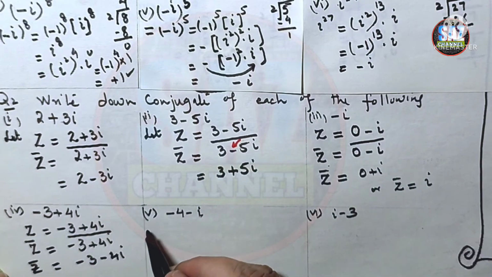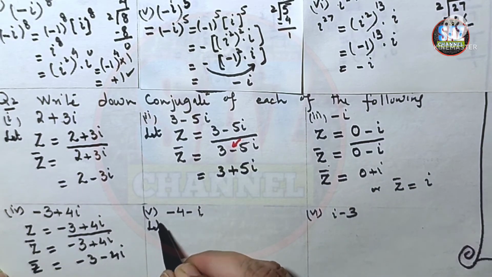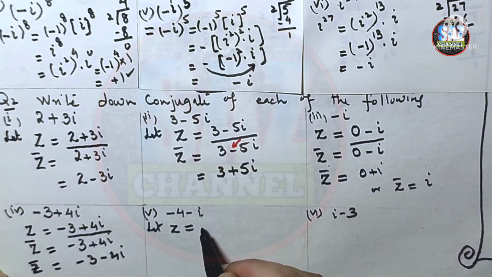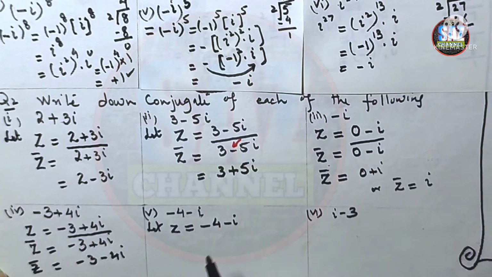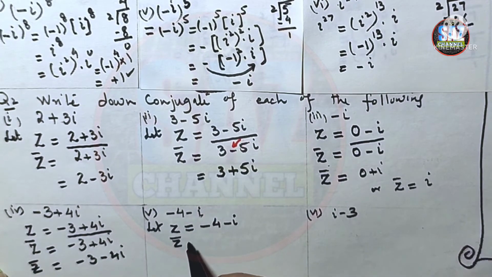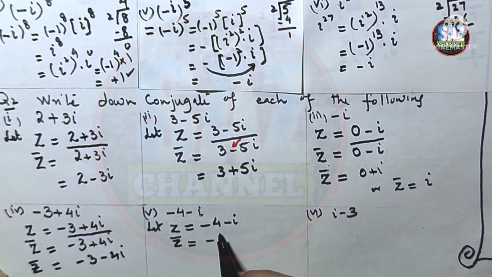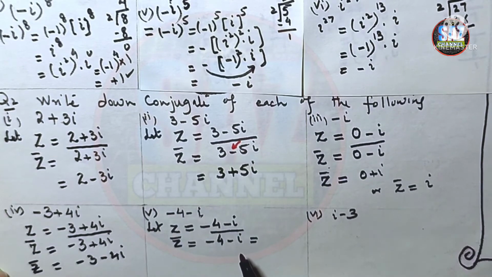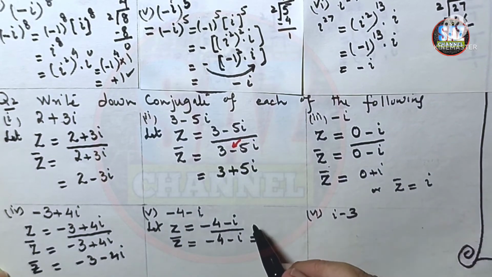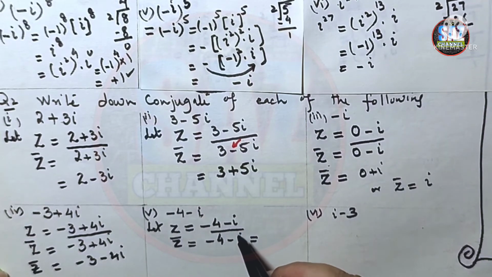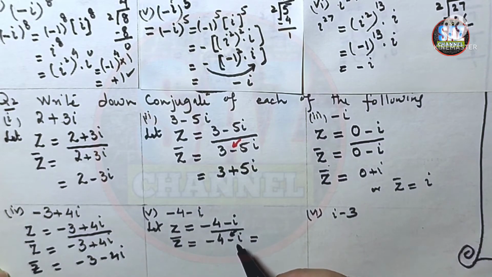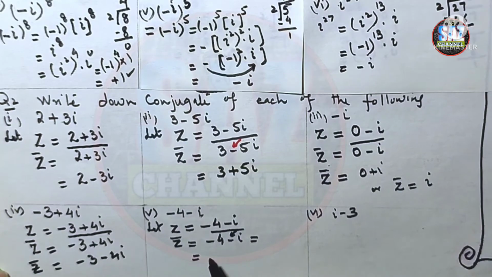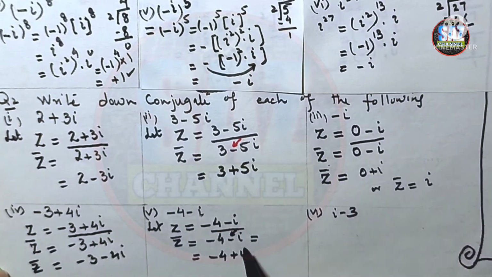And moving to the next part, let z equal to minus 4. I hope these questions are now very easy for all of my students. I'll try to make these lessons bilingual. I will be trying to use Urdu as well, because some of the students from other schools are also requesting. Now, in order to get the conjugate, we have to change the sign of this imaginary part. So minus 4 plus iota.